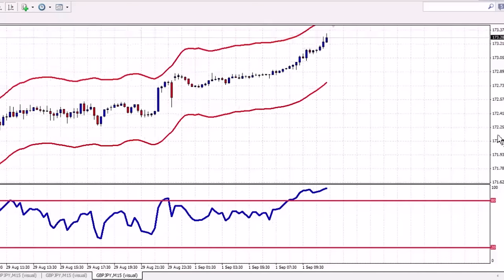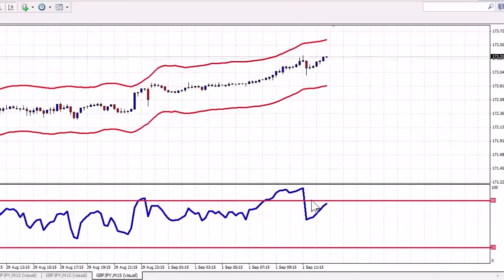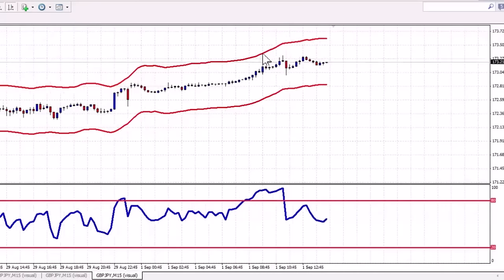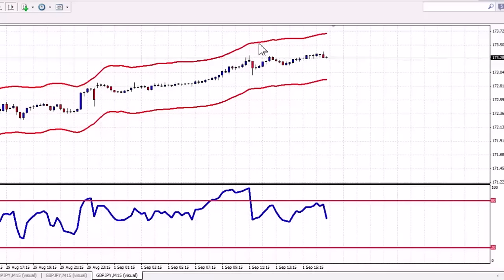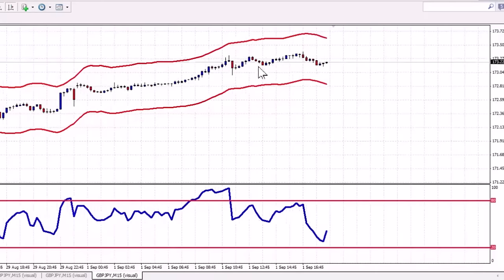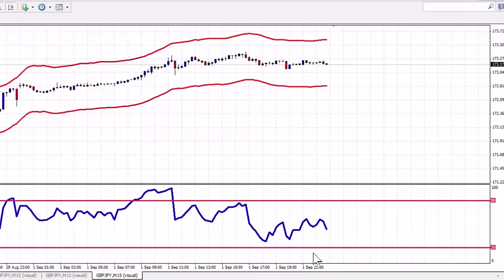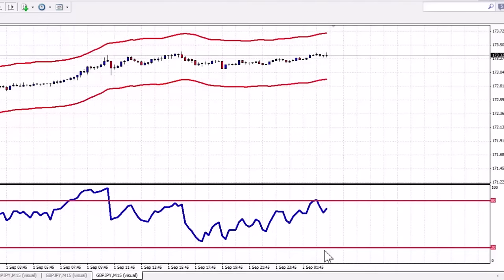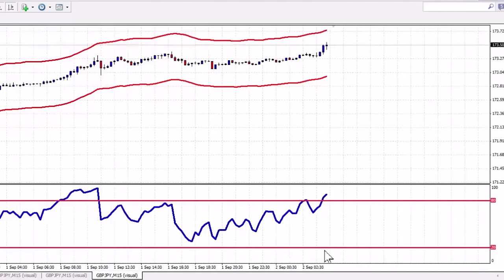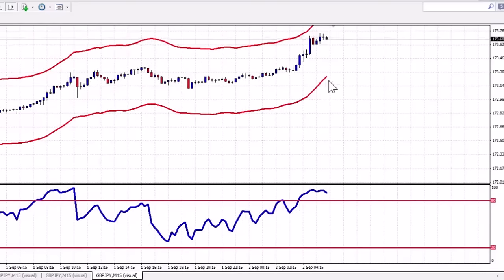So the conditions of this trading system are that the RSI must be overbought and the price must touch the upper envelope level to generate a sell transaction. And the opposite, when we're looking for buy transactions, the RSI must be below the oversold level and must be touching the lower envelope band.